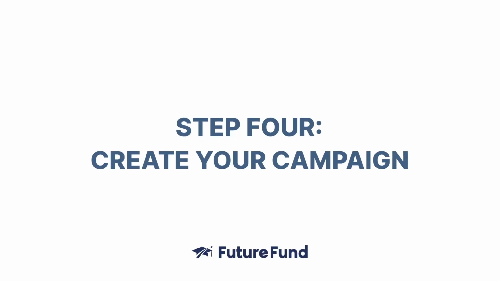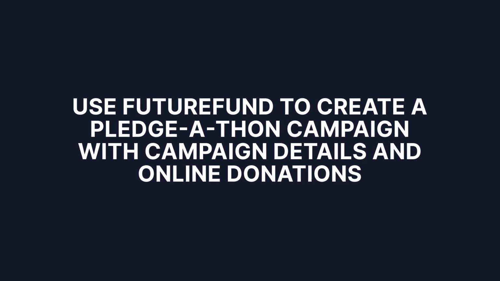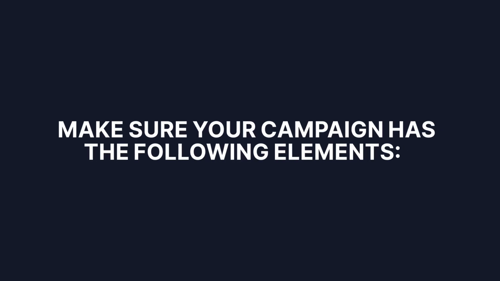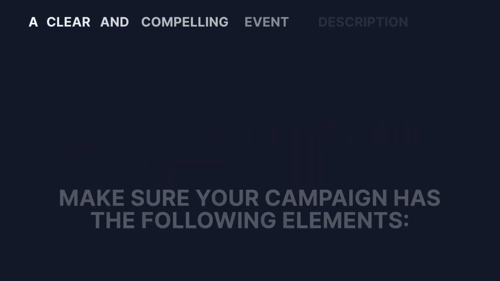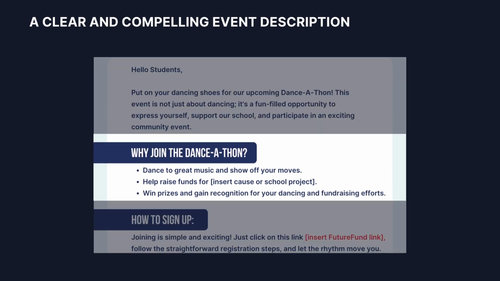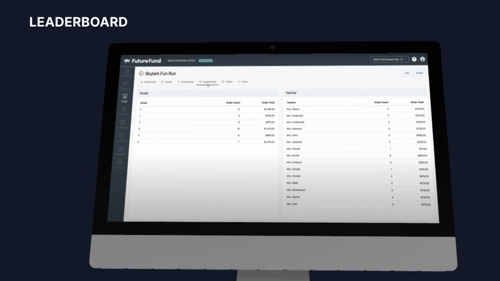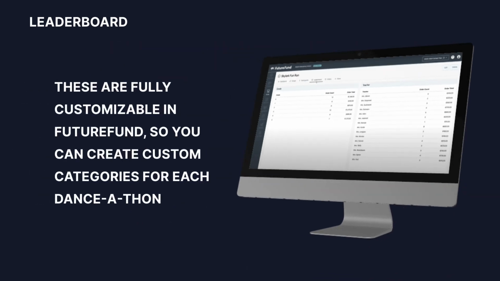Step 4. Create your Dance-a-Thon campaign. Use Future Fund to create a pledge-a-thon campaign and provide your campaign details and set up online donations. Make sure your campaign has the following elements: a clear and compelling event description and rules, including what the money raised will go towards and what the incentives will be for participating students. A leaderboard that shows the grades and teachers for each participating class, along with how much each has raised. These are fully customizable in Future Fund, so you can create custom categories for each Dance-a-Thon.